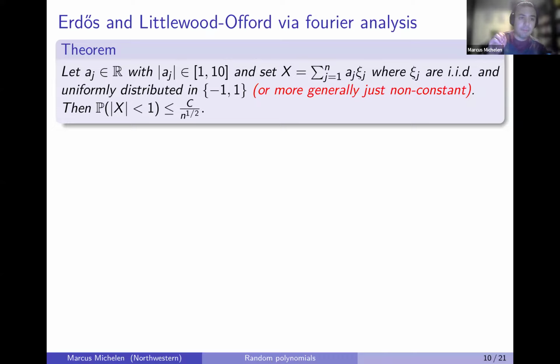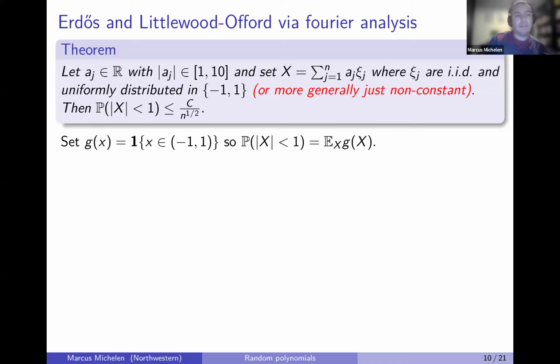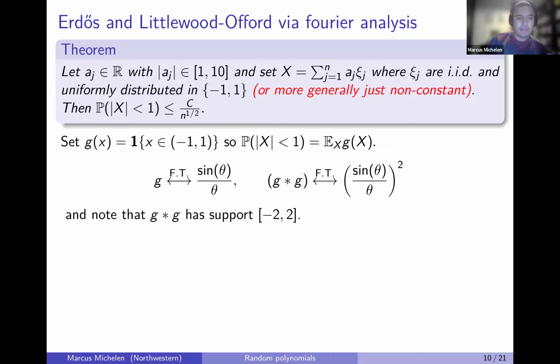So let's take a quick detour to Fourier land. I can look at the probability as just the expected value of the indicator evaluated at x. So what I want to do is find some nice bump function to approximate this by. So g corresponds Fourier transform-wise with sin theta over theta. So if I convolve g with itself, its Fourier transform is (sin theta over theta) squared. Let's note that g star g has compact support.